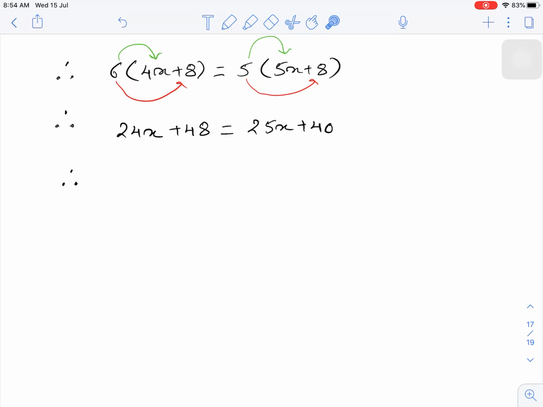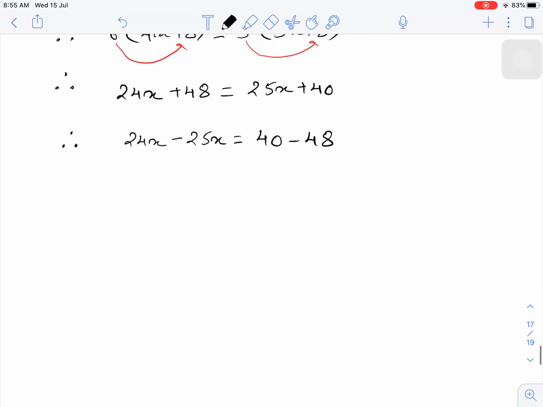Therefore now terms with x we are going to bring together. So what you will get, 24x, now this plus 25x will become minus 25x, equals to, this plus 40 will be as it is over here, and now we are going to change the side of this plus 48, so it will become minus 48. Now like terms with opposite signs, so subtraction, so 25 minus 24 will be 1x, sign of greater number it is minus, equals to, again opposite signs are there, so 48 minus 40 will be 8, and sign of greater number will be minus.